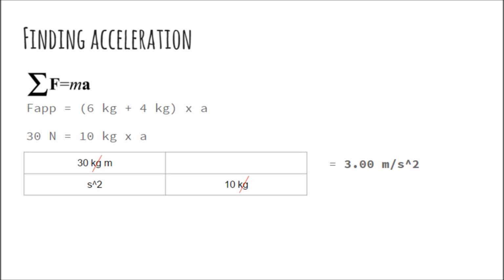When you substitute all the necessary values, you get that the sum of the forces, 30 newtons, equals 10 kilograms times acceleration. When you use unit analysis to set this up, the kilograms on the top and bottom can cancel out and give you an acceleration of 3 meters per second squared.